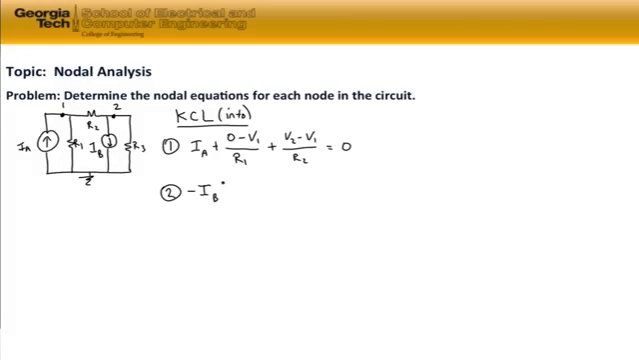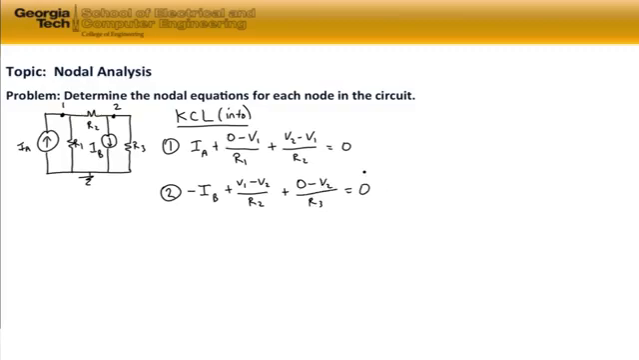We have the current through R2, which is going to be V1 minus V2 over R2, flowing left to right through element R2. And we also have the current flowing up through R sub 3, which is going to be the ground node, 0 minus V2 over R3. And that's all of our currents flowing into node 2.